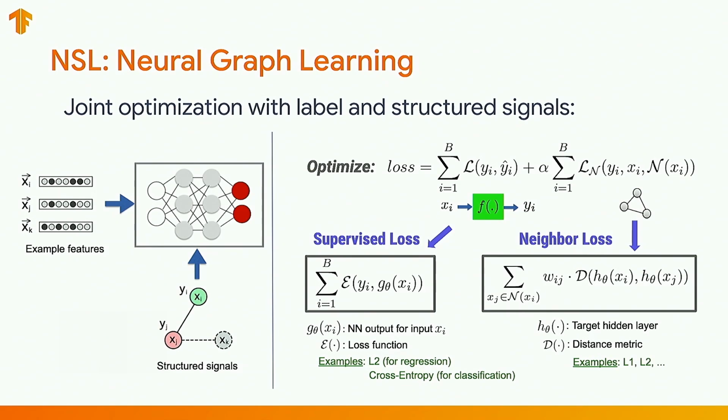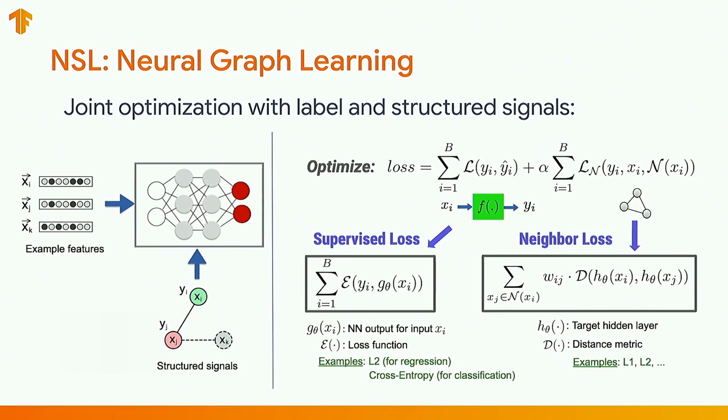What we're trying to optimize is two components. One is the standard loss, which in image classification is the loss incurred when you pass the pixels through the network, get the predictions, and measure the error with the true labels. The other component is based on the structured signal, or the graph, that you provided.